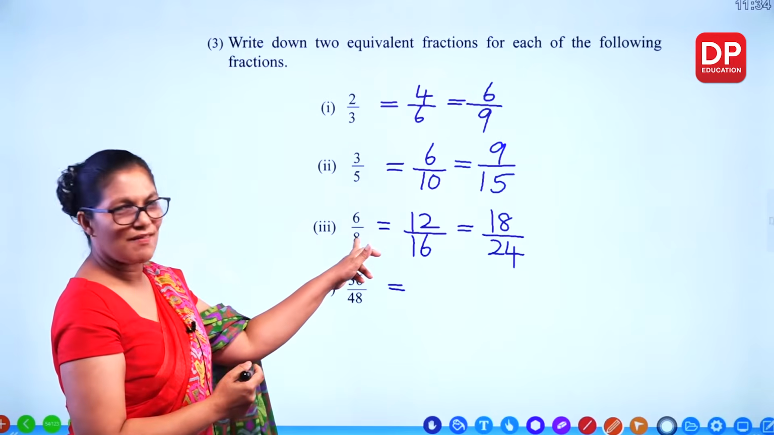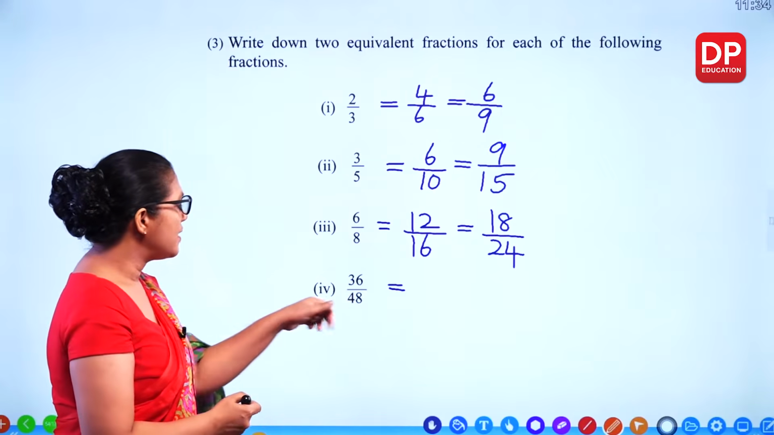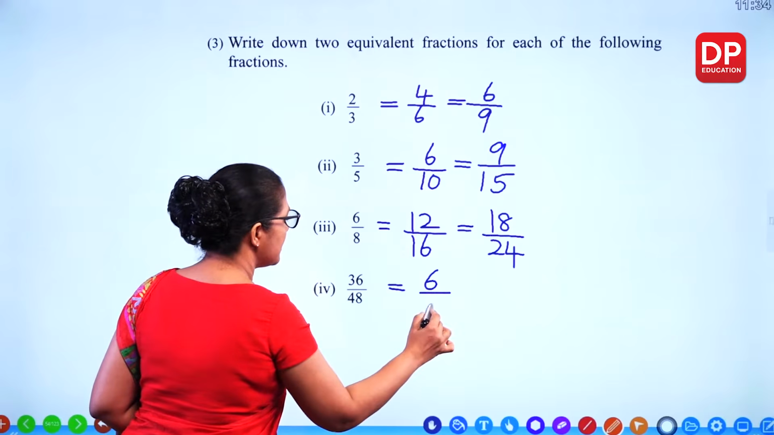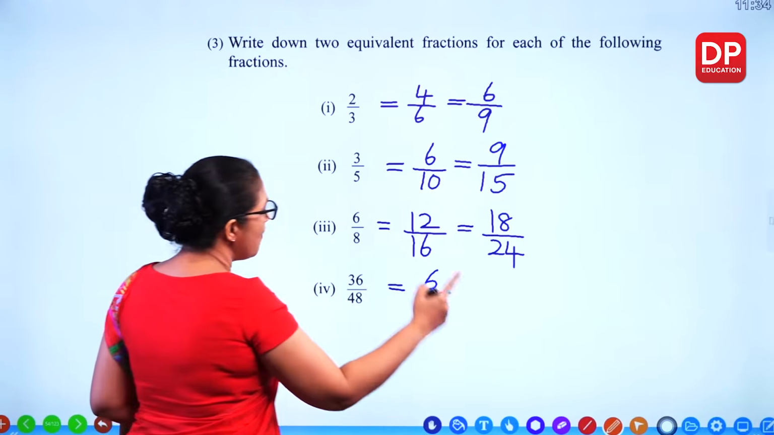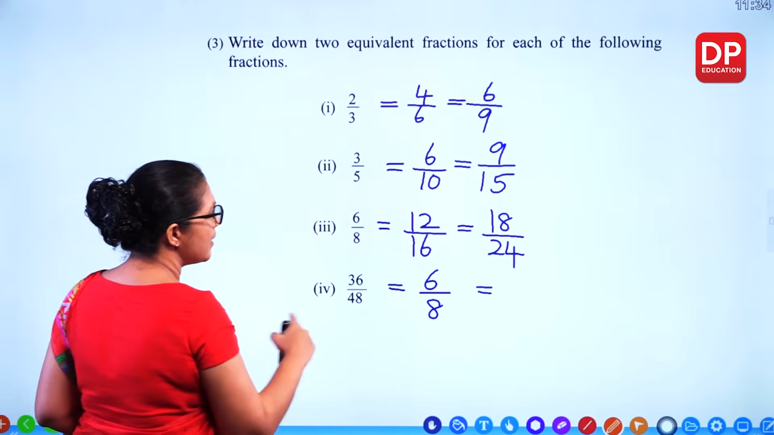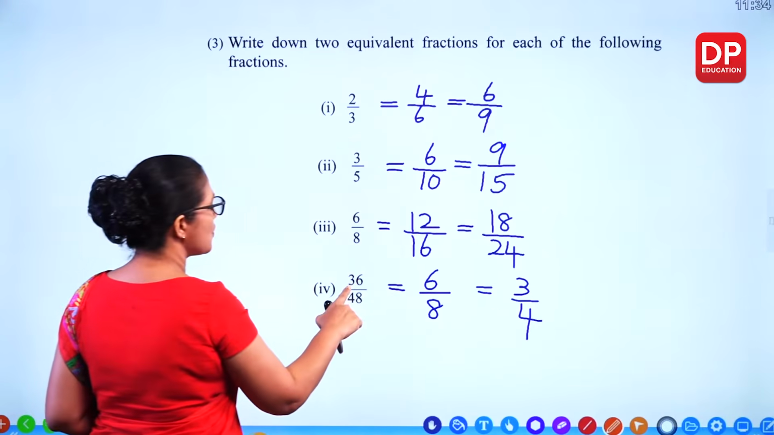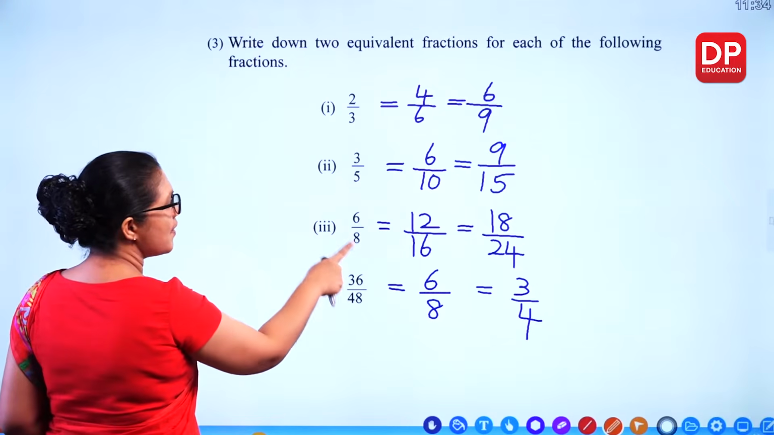Then this one I can simplify. You can divide by 2 to get the simplest form. Here I'll divide this by 6, 6 and 8. And I can divide this by 2 again. 3 and 4. So divide by 6, 6 and 8. So same thing given.